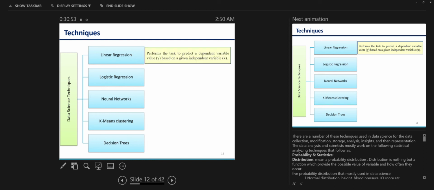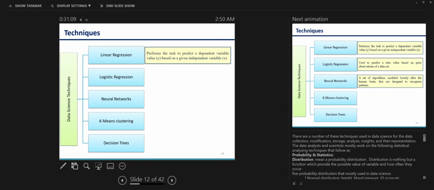So there is linear regression. Linear regression performs a task to predict the dependent value, for example y, based on the given independent value. It is similar to what we talked about previously, regression analysis in statistics.